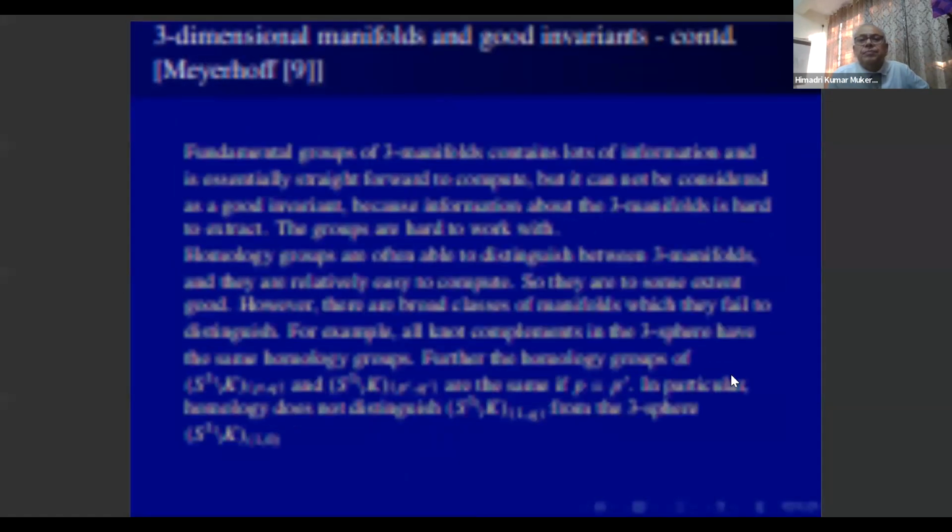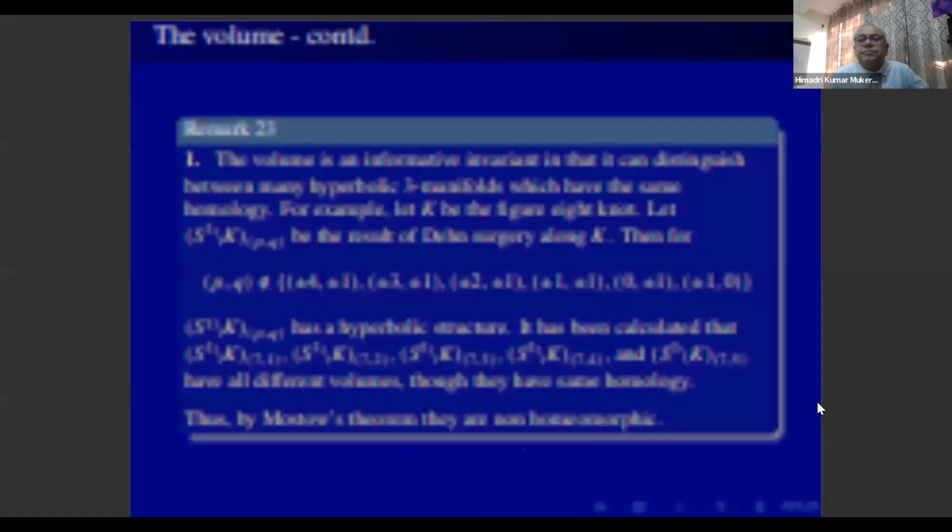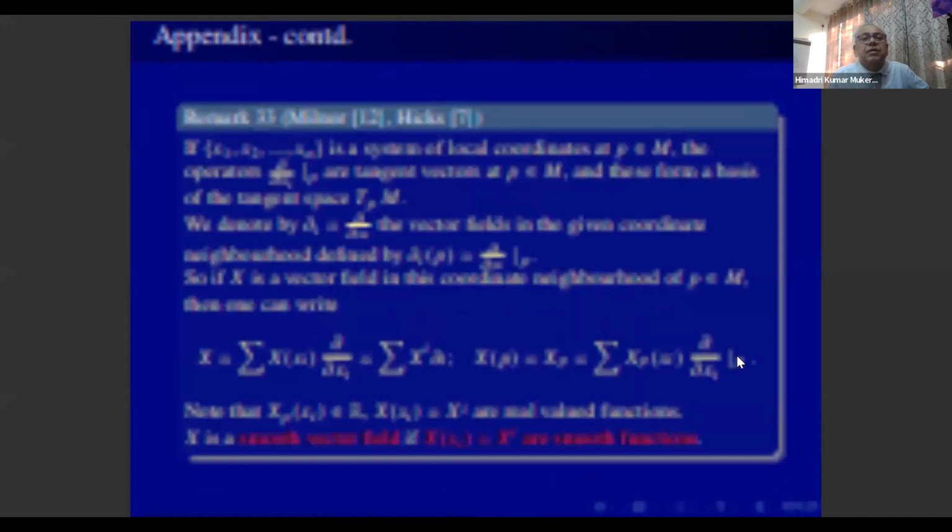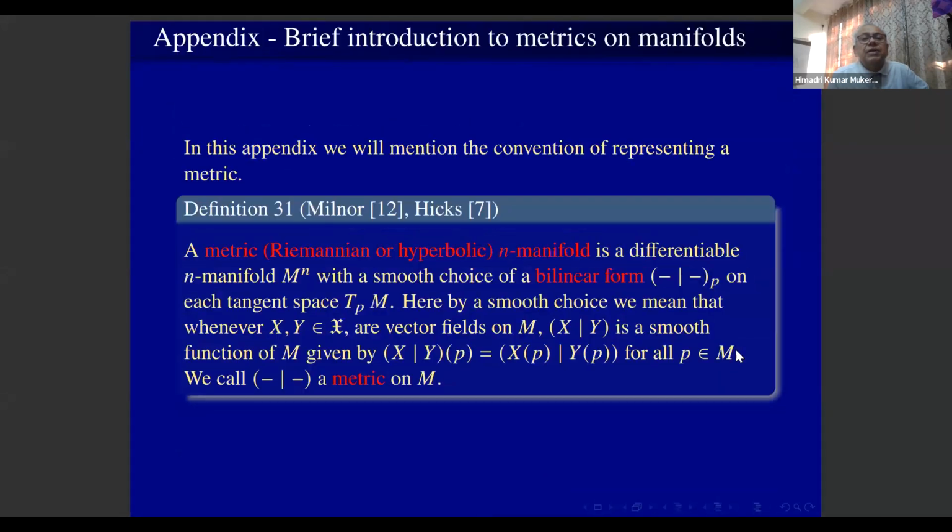So let me just go to the appendix. So this one, we will mention the convention of representing a metric, okay?